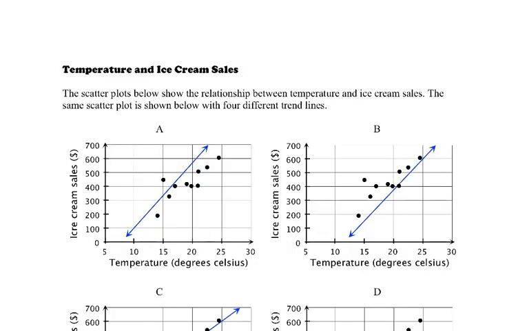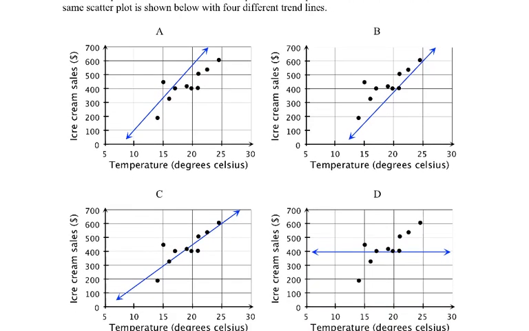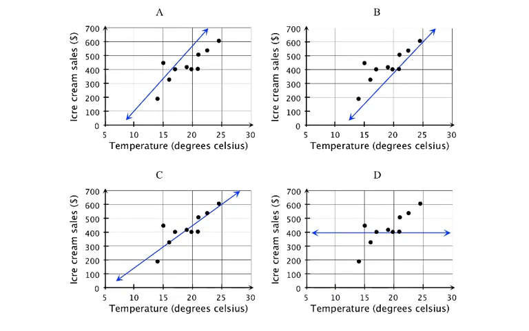All right, so for our last page of notes today, it's on temperature and ice cream sales. So it says the scatter plots below show the relationship between temperature and ice cream sales. The same scatter plot is shown below with 4 different trend lines. So we're trying to figure out which of these would be the best trend line. So pause the video here and just think to yourself what you would answer first.